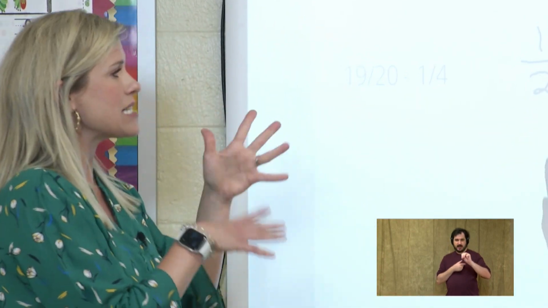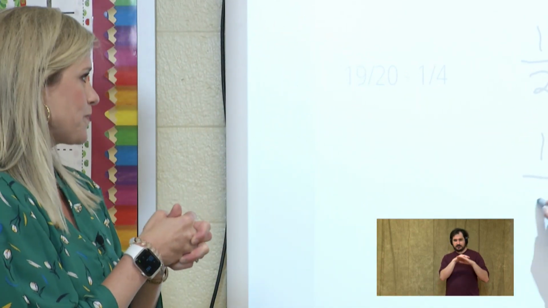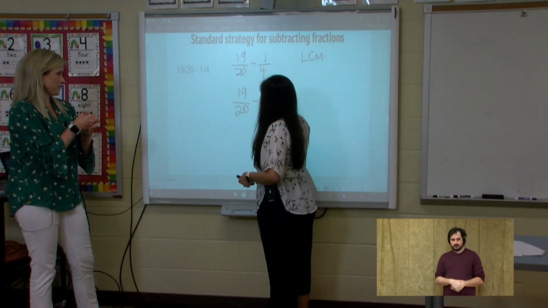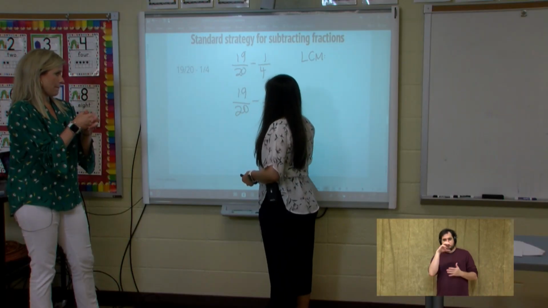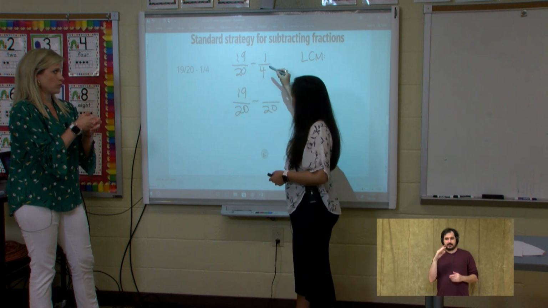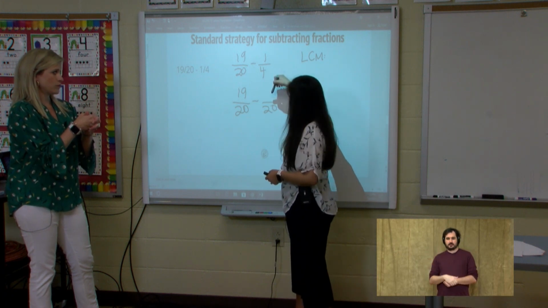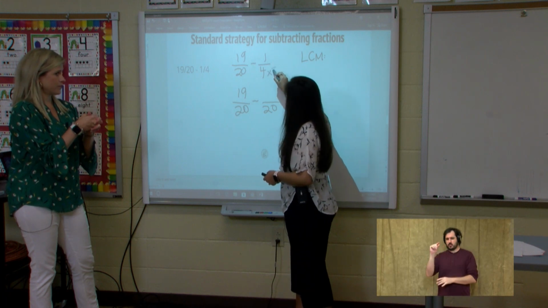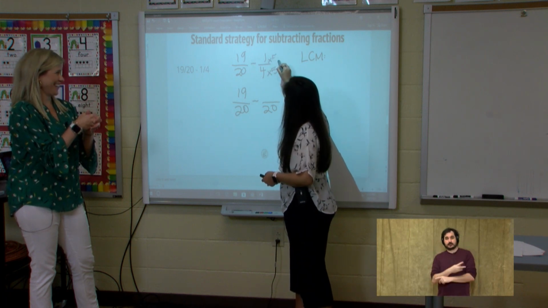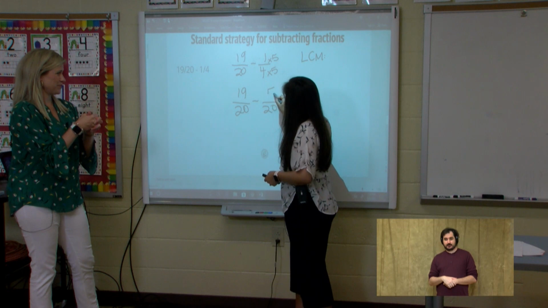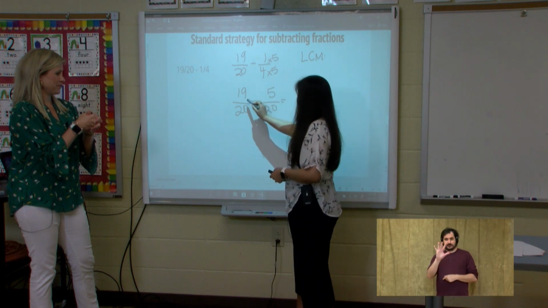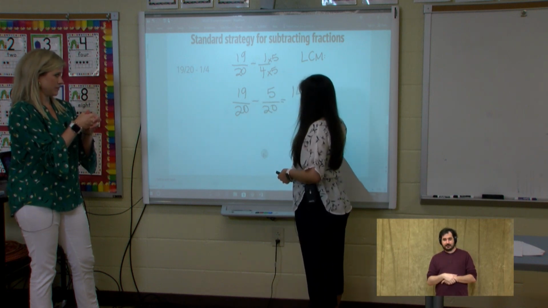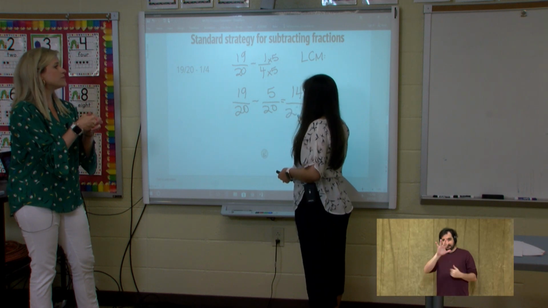Let's go ahead and put 19/20 minus something over 20. So how did I get 20 out of 4? Well, I had to multiply by 5. Hopefully you know that already. So 1 times 5 is 5. And then you have 19 minus 5 equals 14 over 20.